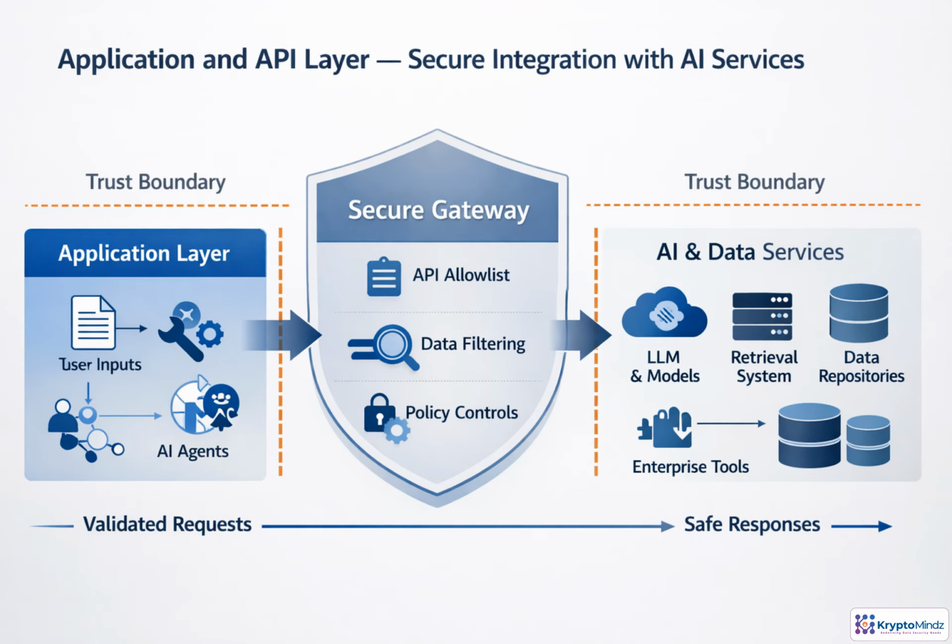Think of the application layer as the point where user intent becomes action. Before that action reaches models, retrieval systems, or tools, it should pass through a secure gateway. The gateway enforces allowed APIs, validates tool calls, filters sensitive outbound data, and applies policy controls. Responses need handling too. Check outputs, limit unsafe content, and fail safely when trust boundaries or permissions are unclear.